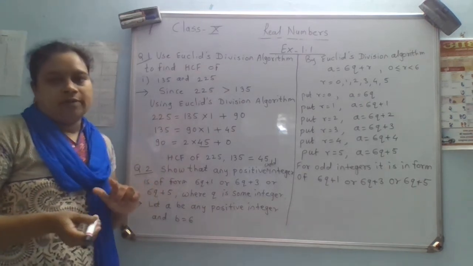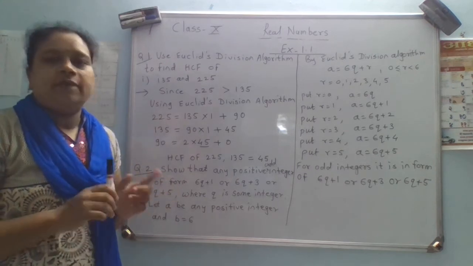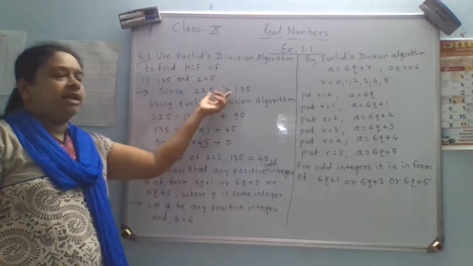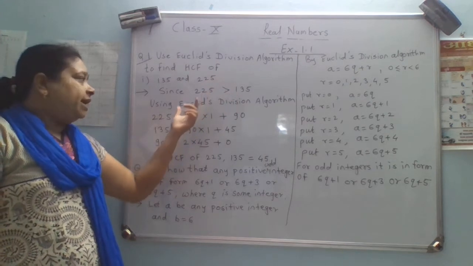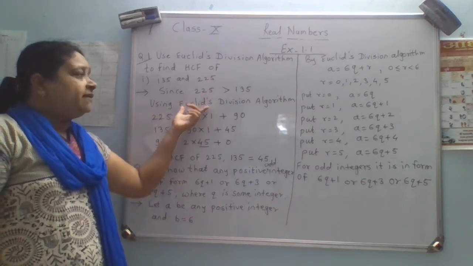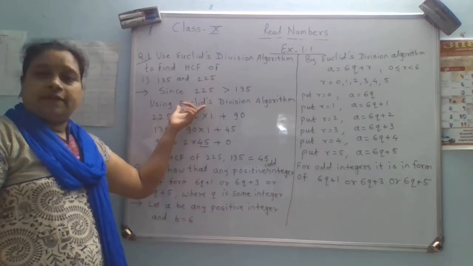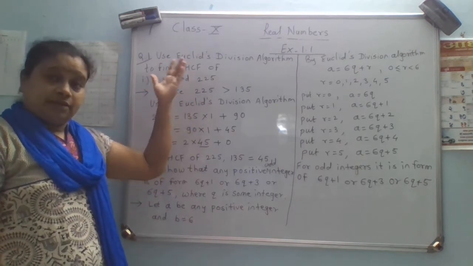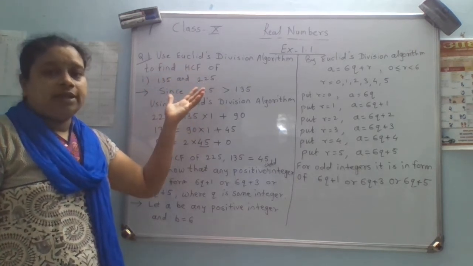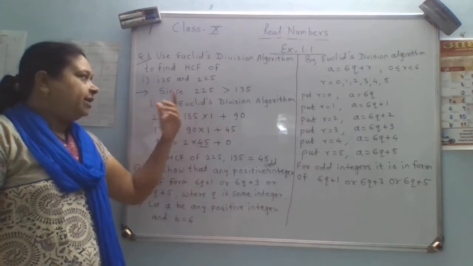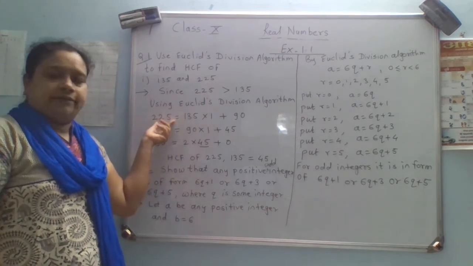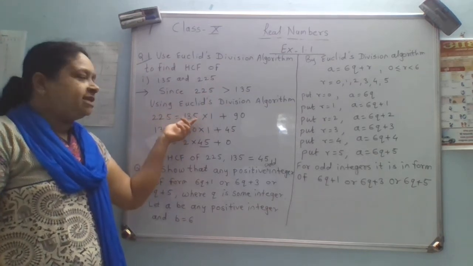First compare these two numbers, 135 and 225. Between these two numbers, 225 is greater than 135. Then by using Euclid's division algorithm, we have the first step. As we know, Euclid's division algorithm is a = bq + r. Here the number a is 225. Then 225 is equal to, the divisor is 135.